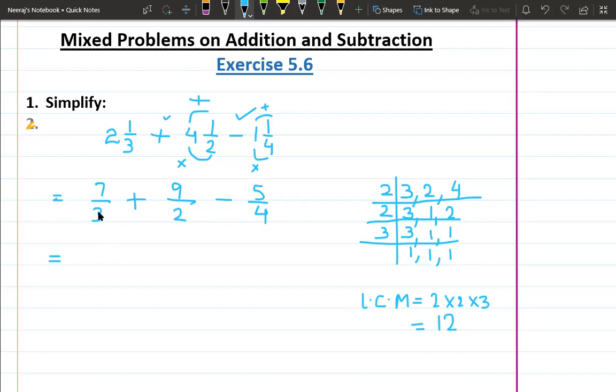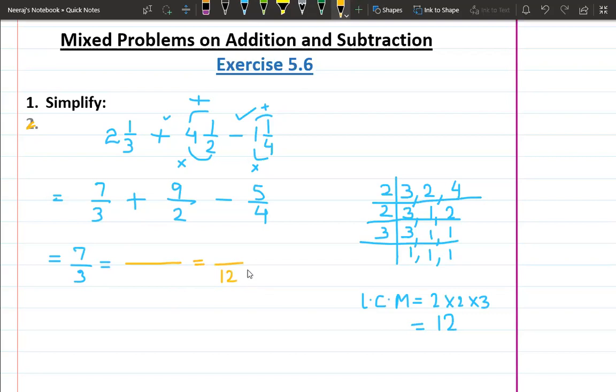Now I want to make the denominator 12, because once the unlike fractions become like fractions, it will be easy to add and subtract. So firstly, I have to write 7 by 3. So I will convert 7 by 3 into a fraction, making the denominator the same.